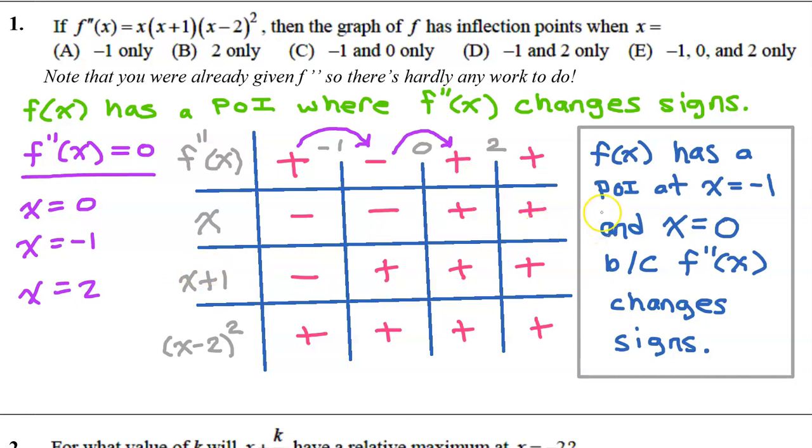If this were a free response question, this is how I would summarize and justify my answer. f of x has a point of inflection at x equals -1 and x equals 0 because f double prime changes signs. But this was a multiple choice question, so we can see that the answer is C.